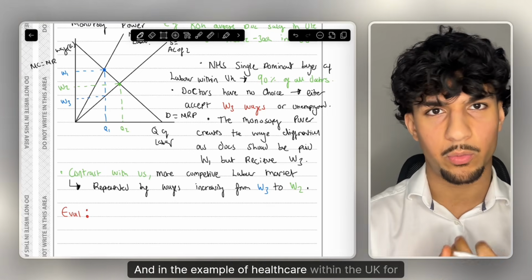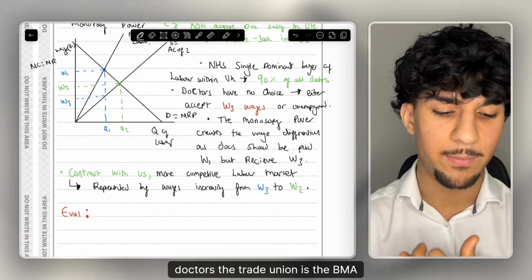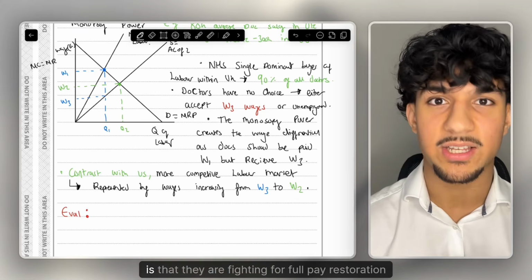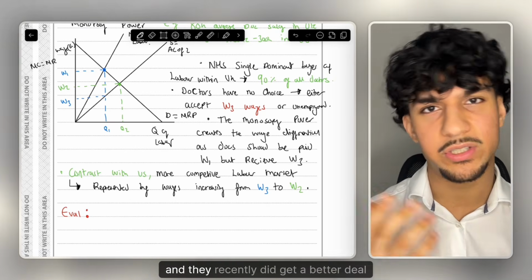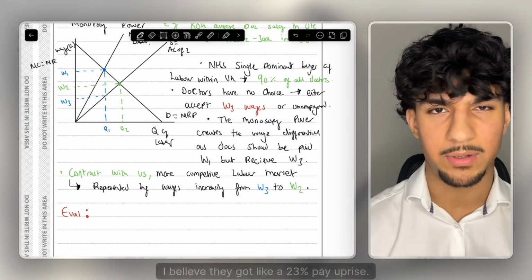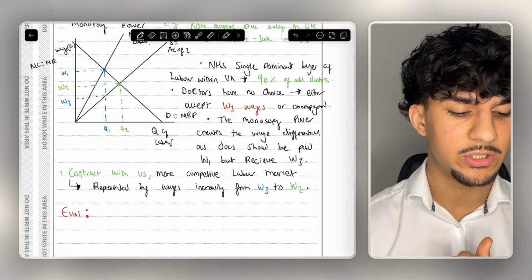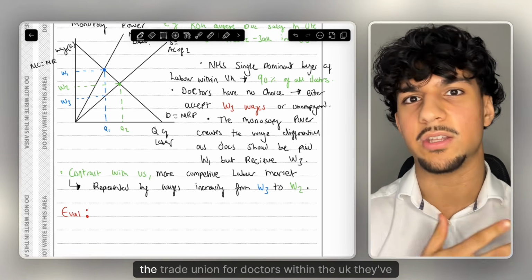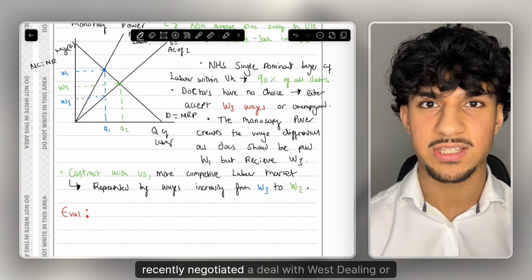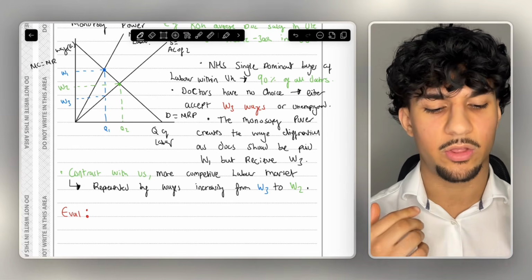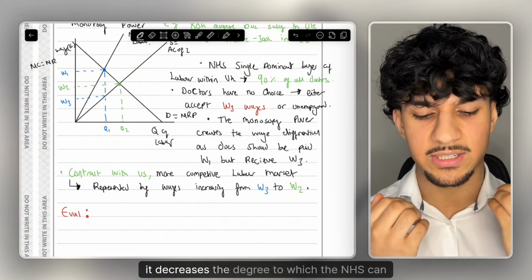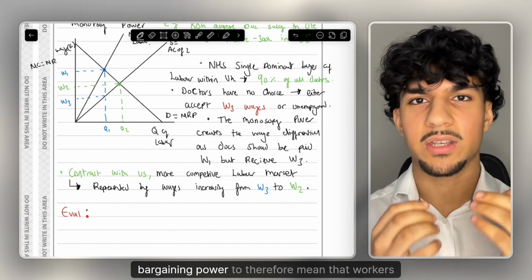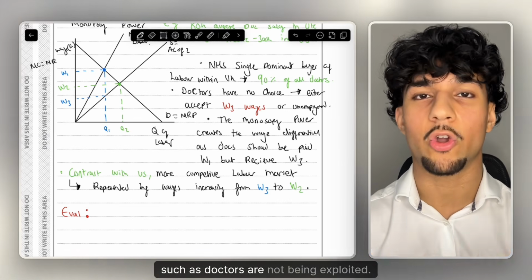And in the example of healthcare within the UK for doctors, the trade union is the BMA, the British Medical Association. And recently, the reason why the doctors are on strike right now is that they're fighting for full pay restoration. They recently did get a better deal with regards to their pay. I believe they got like a 23% pay rise. So you could say, however, in evaluation, this depends on the effectiveness of trade unions. For example, the BMA, the trade union for doctors within the UK, has recently negotiated a deal with the healthcare minister, thus decreasing the degree to which the NHS can exploit its monopoly power. Since essentially trade unions can use joint bargaining power to mean that workers such as doctors are not being exploited.